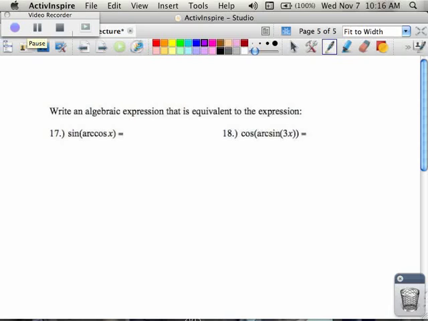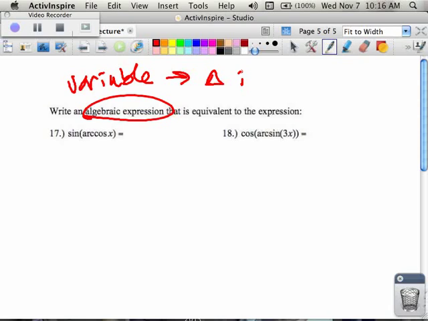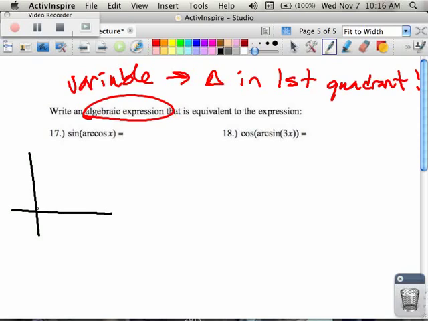There's an x, a variable. Whenever you see a variable, this is what you're going to think. When they say algebraic expression, because there's a variable, I see a variable, I think triangle in first quadrant. That's what you're going to do. So over here, first thing I do is I draw a triangle in the first quadrant.